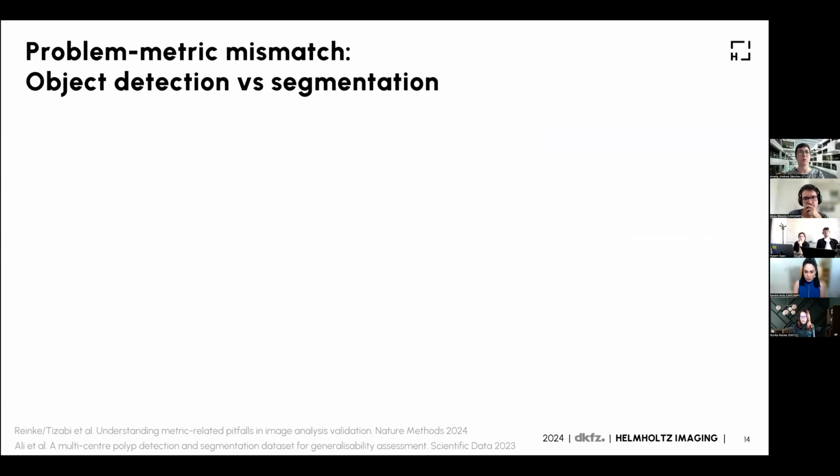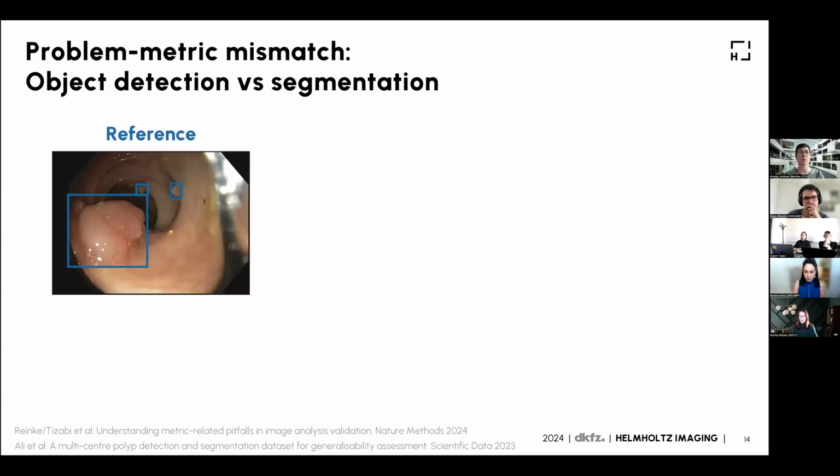So often in practice, I see that you have a detection problem. Something like this example here, we have a polyp detection. We want to roughly localize the polyps, and we want to assign a class to them. So typically this is done by, for example, bounding boxes, and we're not interested in pixel level differences. But in practice, what we often see is that a segmentation metric is used to validate this.